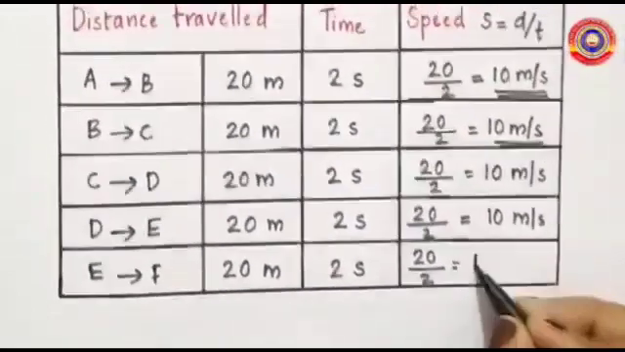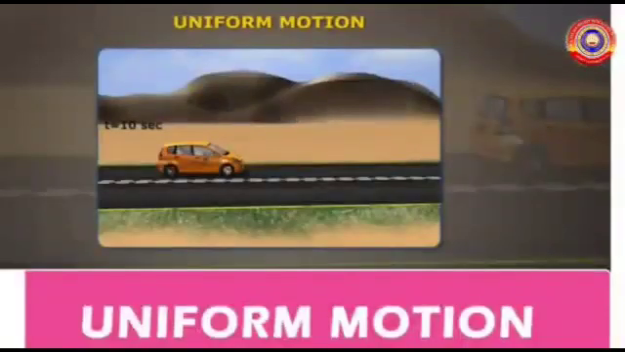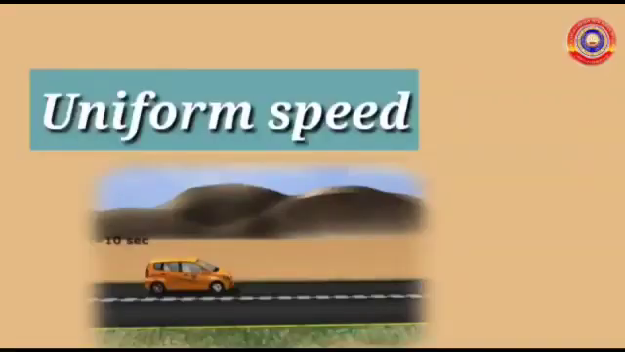And it is clear that the speed of the car is 10 meters per second in every 2 seconds. Here, in equal interval of time, the car covers equal distance. So the speed becomes uniform in each interval of time. That means the car is in uniform motion. In such situation, we say the car has uniform speed.